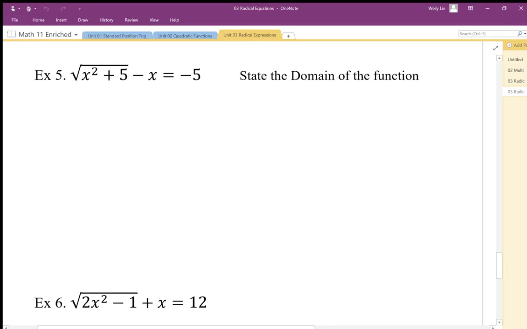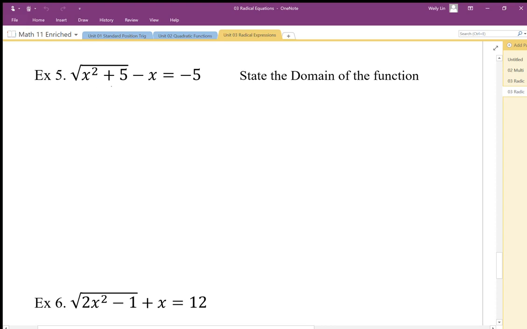So here we want to make sure we can state the domain of this. Well, the inside restriction, it looks like there's no restriction on the inside. Okay, so the square x squared plus 5 is always going to be positive, so there's no domain restriction there.